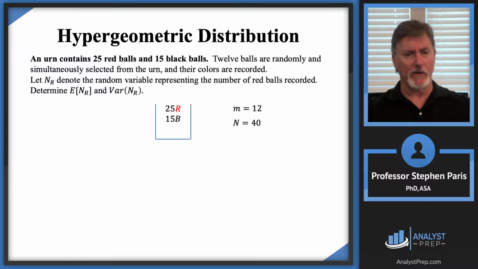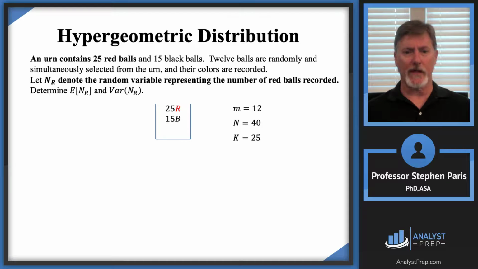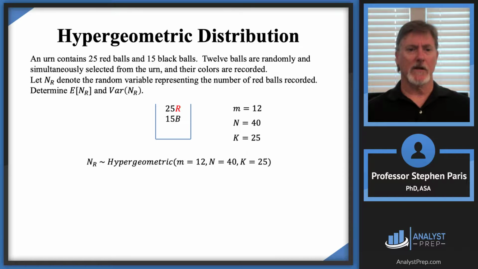Cap N is the total number of objects. I'm selecting 12 from the 40, and then cap K is going to represent the type in question, which the random variable is defined as the number of red balls, so cap K would be the number of red balls. So you're going to see this as the random variable cap N sub cap R is hypergeometric with parameters m, cap N, and cap K.